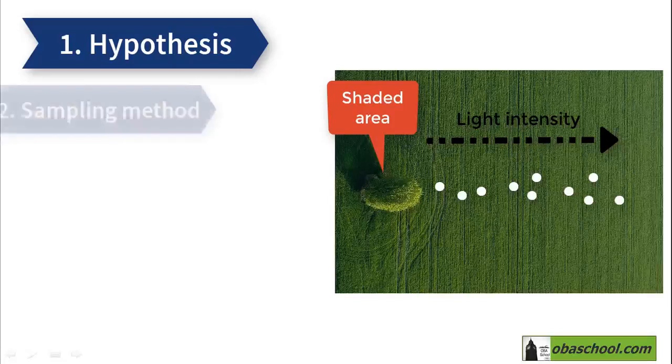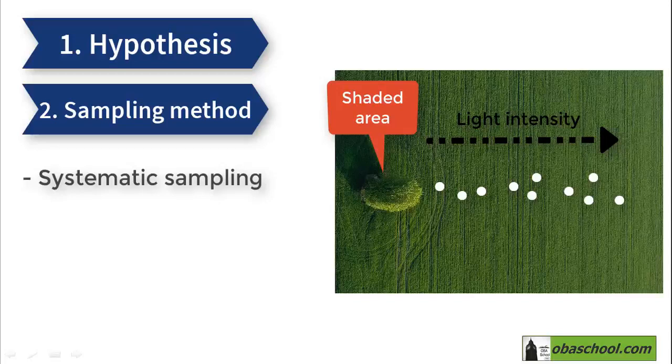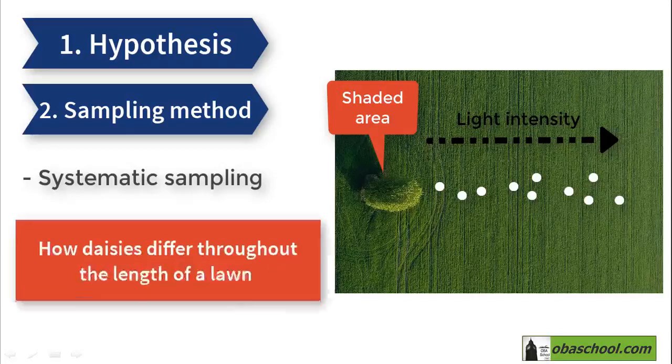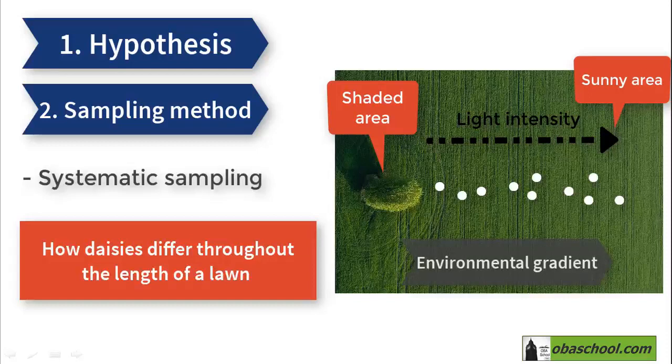Now for the sampling method, remember, we said previously that systematic sampling is used to investigate a correlation between a factor and an organism. So obviously we should use the systematic sampling technique because we are investigating how daisies differ throughout the length of a lawn, from the shaded area under the tree to the sunny area away from the tree. So there's an environmental gradient, meaning as we move away from the tree, light intensity increases.